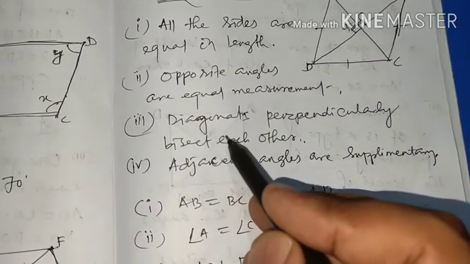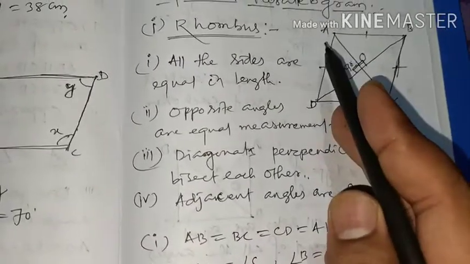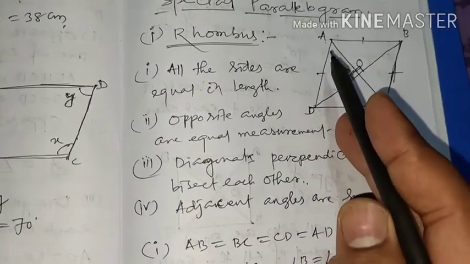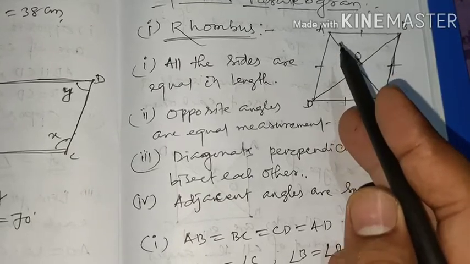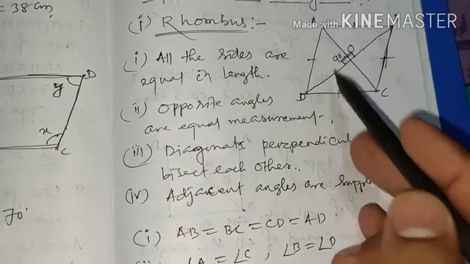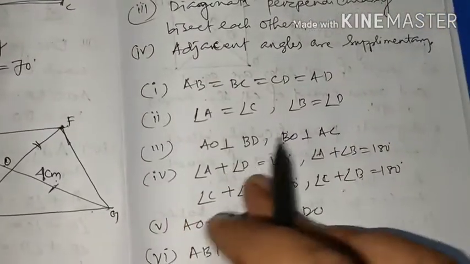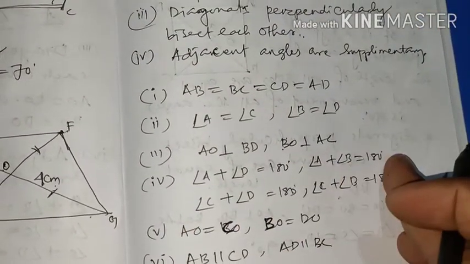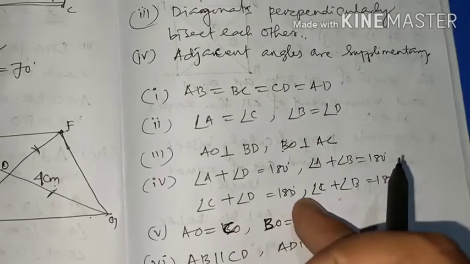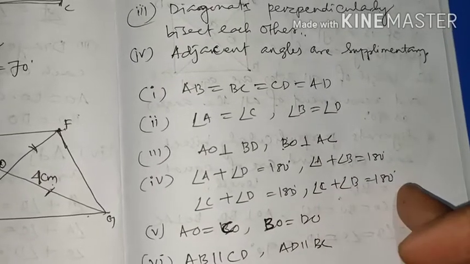Next, adjacent angles are supplementary, as you know from the properties of a parallelogram. It means A plus B is equal to 180 degrees, A plus D is also 180 degrees. Here it is written: A plus D is equal to 180 degrees, A plus B is equal to 180 degrees, C plus D is equal to 180 degrees, and again C plus B is equal to 180 degrees.